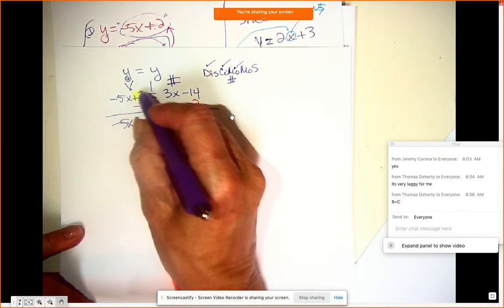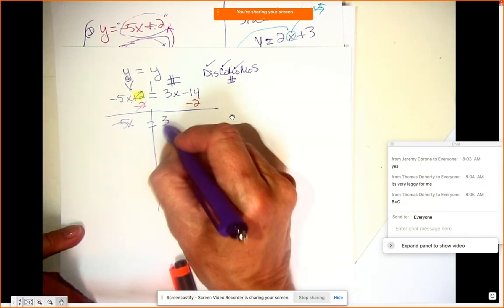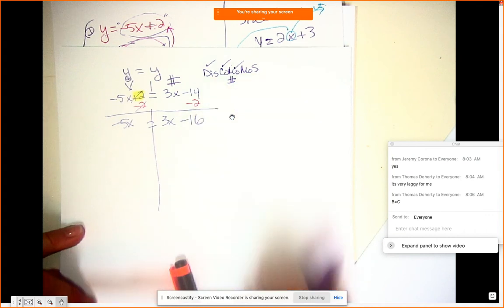Negative 5x, that's a zero pair. They cancel. Equals 3x. Same sign you add. Now I get negative 16. There's the difference.